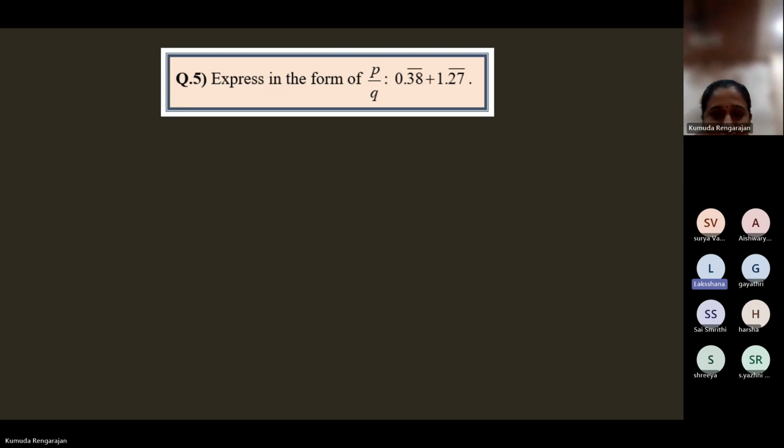Ma'am, 164 by 99. Okay. Perfect. Good. Ma'am, even I got the same answer. Very good. Is it possible for both of you to share your pictures on WhatsApp? Yes, ma'am, but it is in rough work. Is it fine? Yes. That's okay.